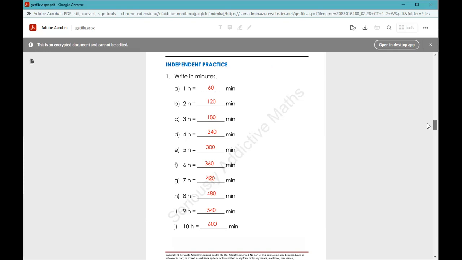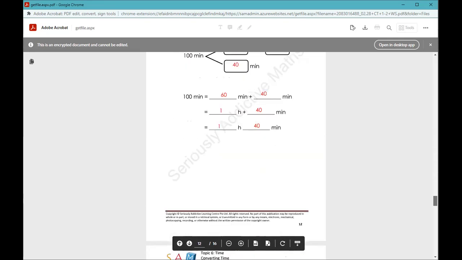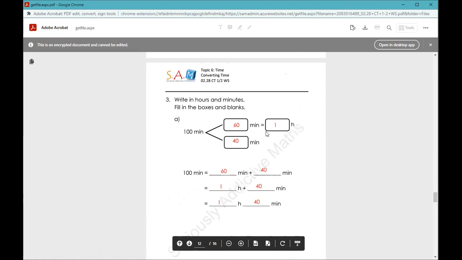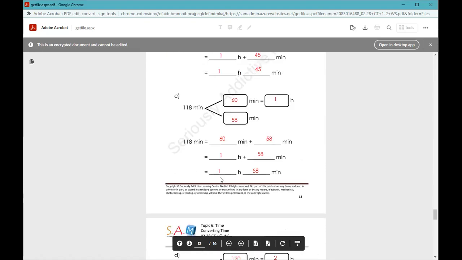So let's take a look. 100 minutes. Can you break up 100 minutes into 120 or 180? They will know that you can't, because 60 is the biggest you can go. So 100 minus 60 means that it is broken up into 60 minutes and then 40 minutes. 60 minutes equals 1 hour. So they do it this way. Okay, you get the idea.